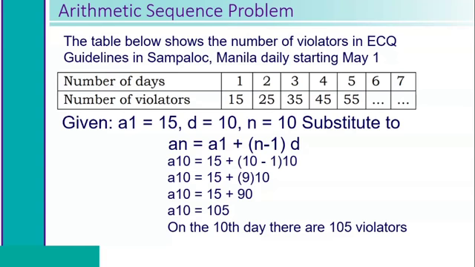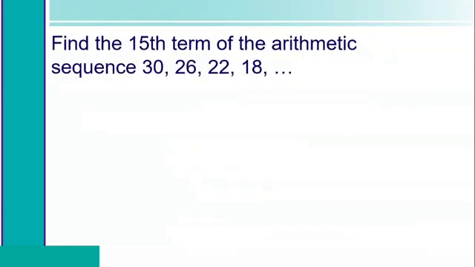So we can use this formula to easily get the number of violators, or the 10th term, in this problem. So you will not use anymore the long method wherein you will add 15 plus 10 plus 10 plus 10 plus 10 plus 10 until you reach the 10th term. So you will just use the formula.